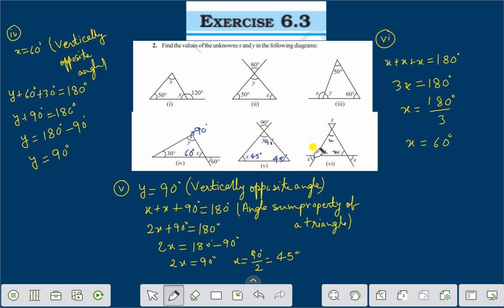In this case also, this x is equal to this x because this is a vertically opposite angle, and this is equal to this x, also vertically opposite, and x is equal to y, therefore this can also be written as x. Therefore x plus x plus x is 180 degrees, 3x is equal to 180 degrees, or x is equal to 180 by 3, that is x equals 60 degrees. Dear friends, this is the solution of question number 2 of exercise 7.6.3.